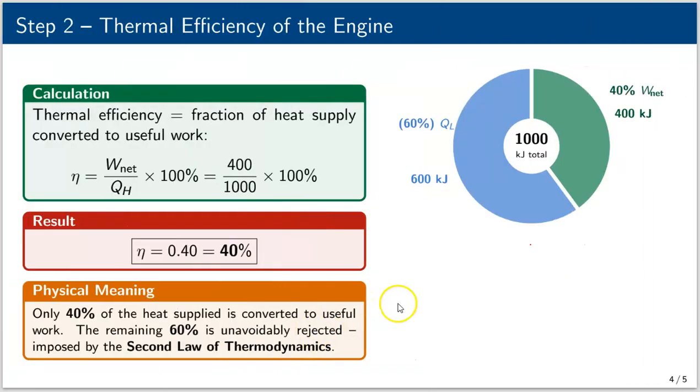And eta, the thermal efficiency, means the fraction of heat supplied converted to useful work. So eta is equal to Wnet by QH into 100, 400 by 1000 into 100, so 40%. So only 40% of the heat supplied is converted to useful work and the remaining 60% is unavoidably rejected, as imposed by the second law of thermodynamics.